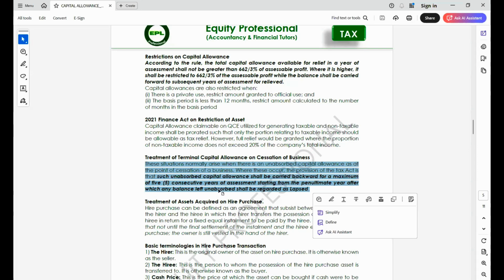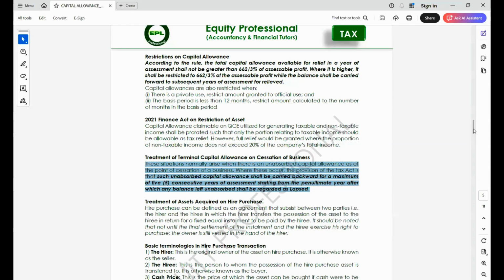They have a right to carry it backward for a maximum period of 5 years and remove it from their taxable profit. Any amount not utilized after the 5 years will lapse. It is possible that in those 5 years we want to consider, they will have paid tax. So where tax has been paid for those periods, a refund of the tax liability will be made back to the taxpayer in the form of tax refund.